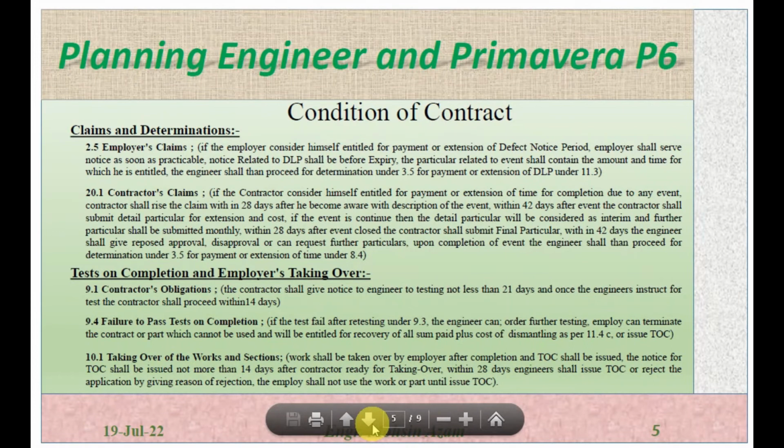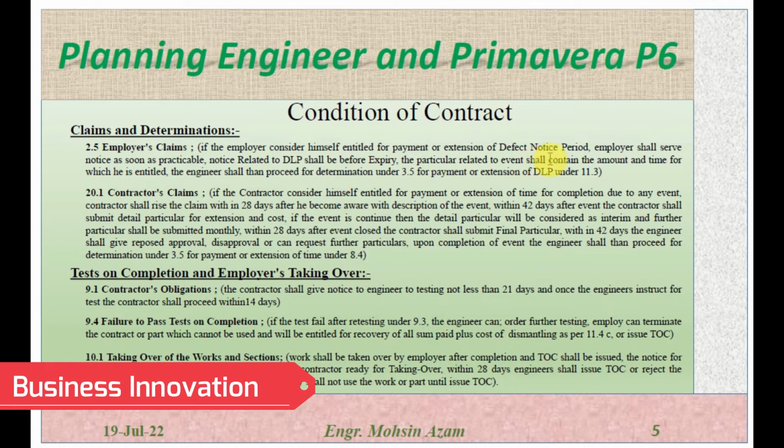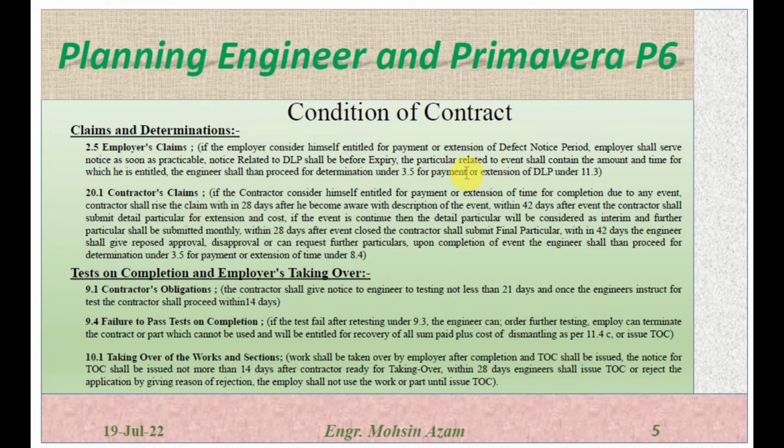Okay, claims and determinations. Employer claim. If the employer considers himself to be entitled for the payment or extension of the defect notice period, the employer shall serve notice as soon as practicable. Notice related to the defect liability period shall be before expiry. The particulars related to the event shall contain the amount and the time for which he is entitled. The engineer shall then proceed for the determination under subclause 3.5 for the payment or for the extension of the defect liability period under subclause 11.3.